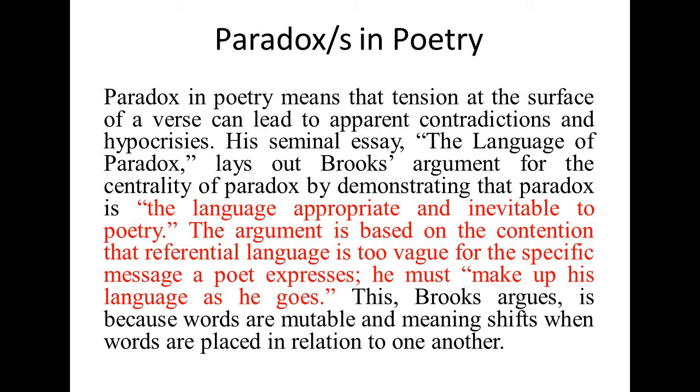His seminal work, The Language of Paradox, lays out Brooks' argument for the centrality of paradox by demonstrating that paradox is the language appropriate and inevitable to poetry. Meaning poetry is not possible without the use of paradox. The argument is based on the idea that referential language is too vague for the specific message a poet expresses. He must make up his language as he goes. For example, saying things in simple words definitely does not create a poetic effect.